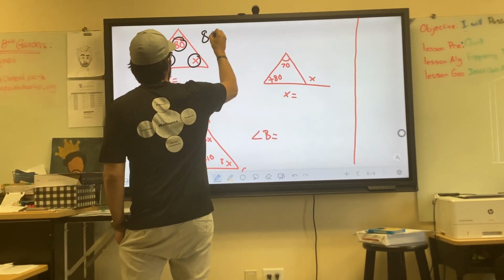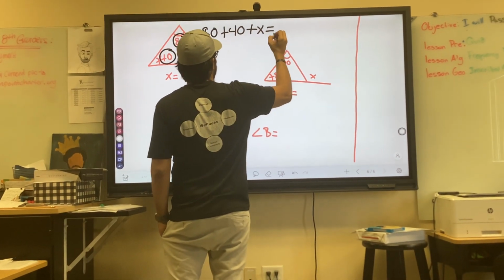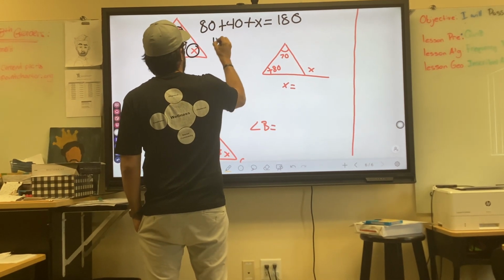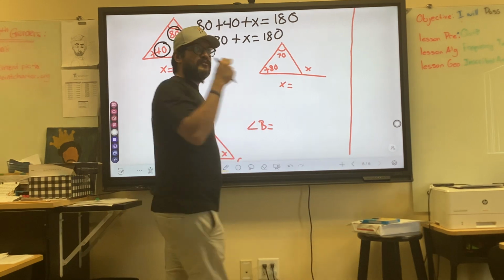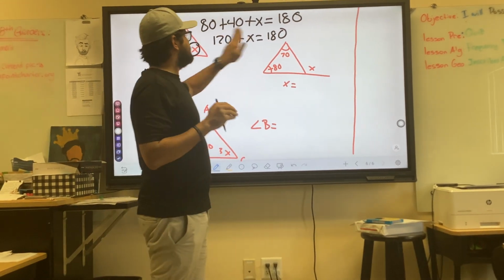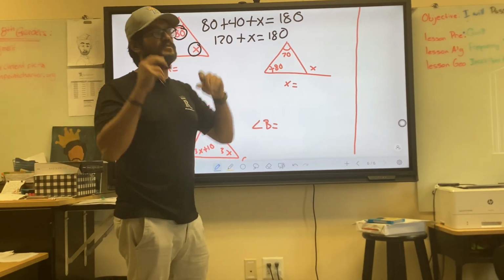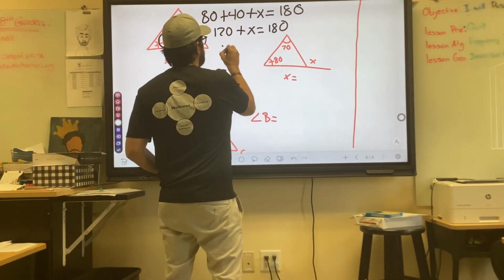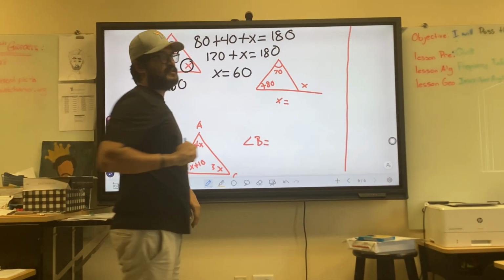So I know 80 plus 40 plus the mystery has to equal 180. So if I add these 2 together, I'm going to get 120 plus the mystery equals 180. A lot of you already know the answer, because you know that 60 plus 120 is going to equal 180. If you don't, let's say it's like a decimal point or something, you would just subtract 120 from both sides, and you'll see that x equals 60. So for this example, x equals 60.